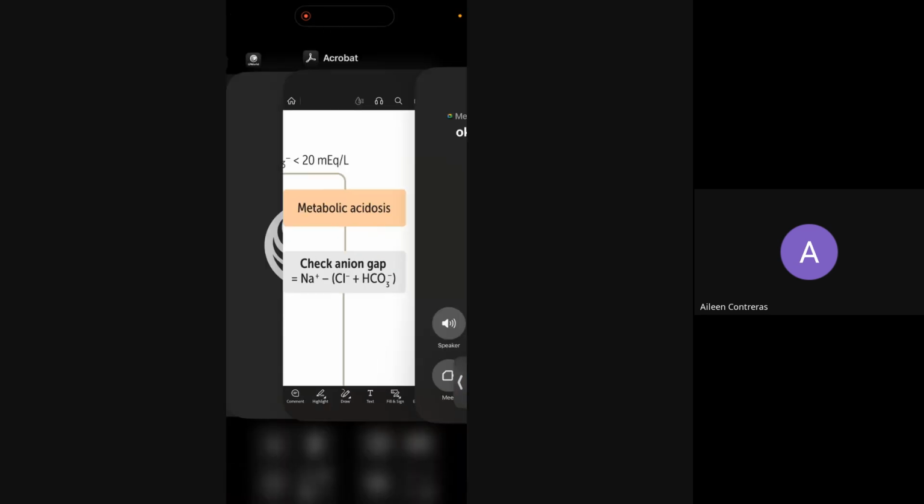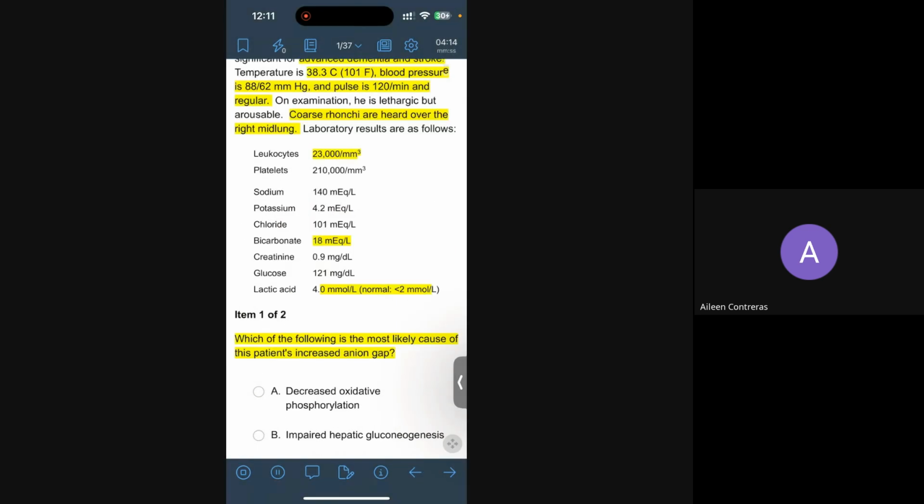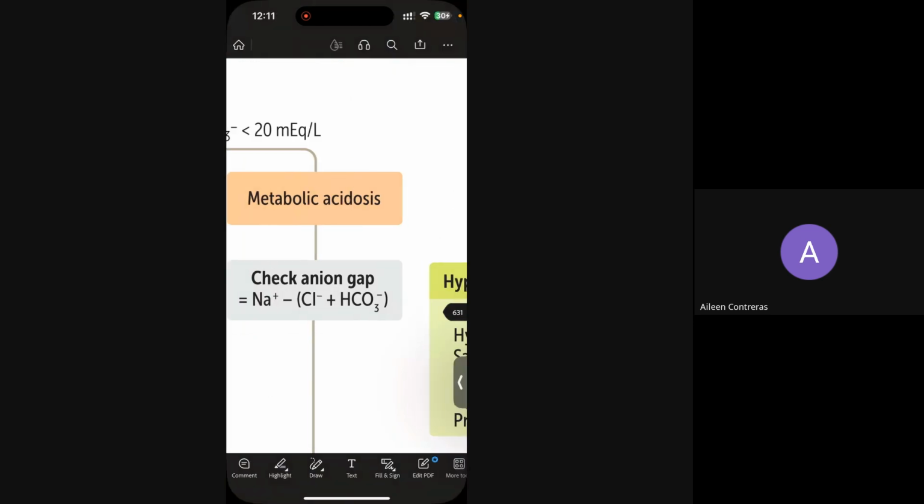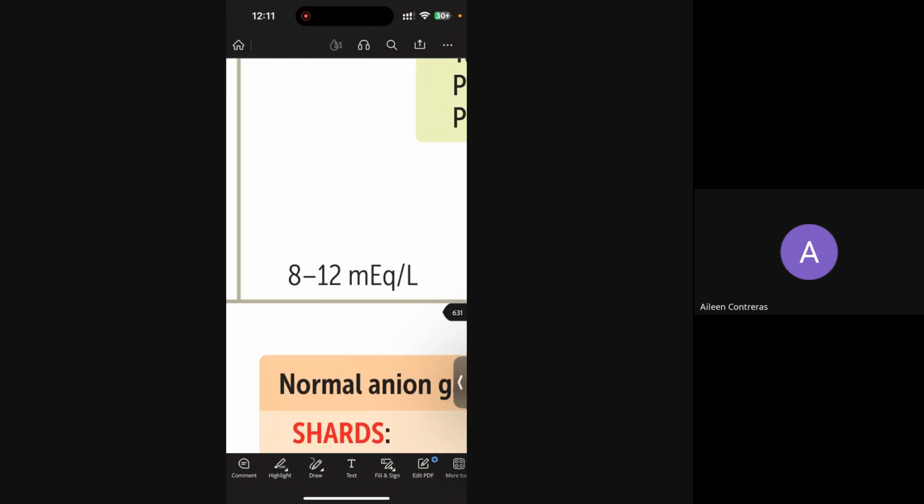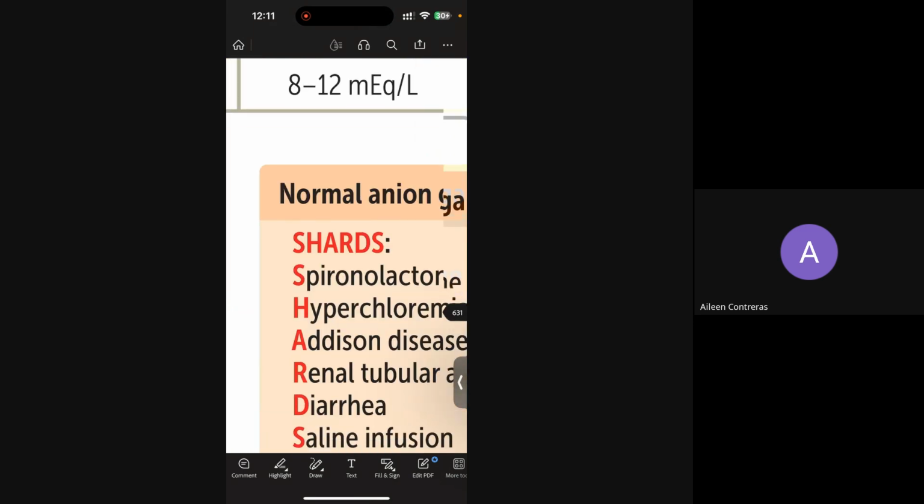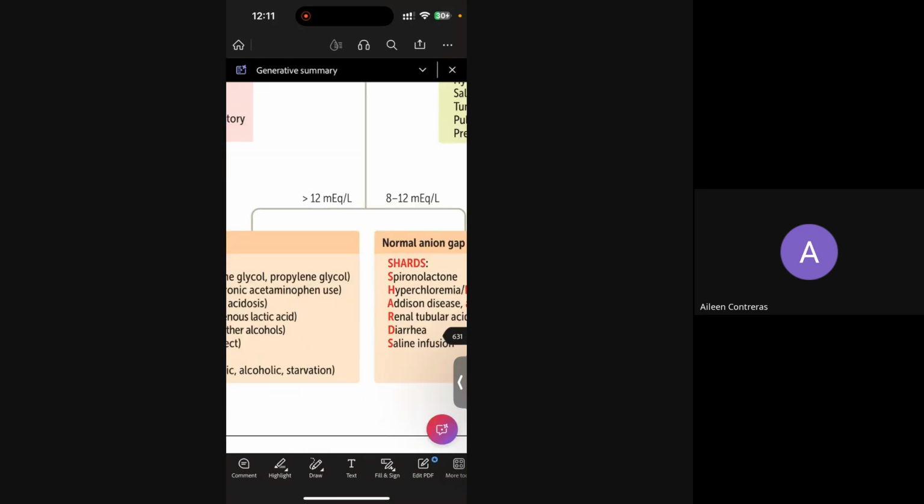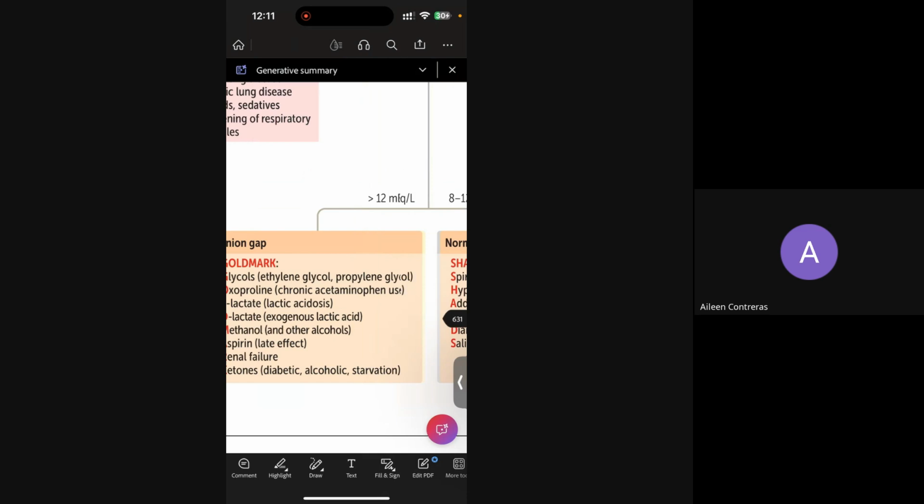Okay. Let's see the anion gap in our question. Sodium is 140. Chloride is 101 plus 18, 119. 140 minus 119, the answer is 21. The anion gap in our question is 21. So whenever the anion gap is between 8 to 12, it is normal. When it is greater than 12, it is increased anion gap.